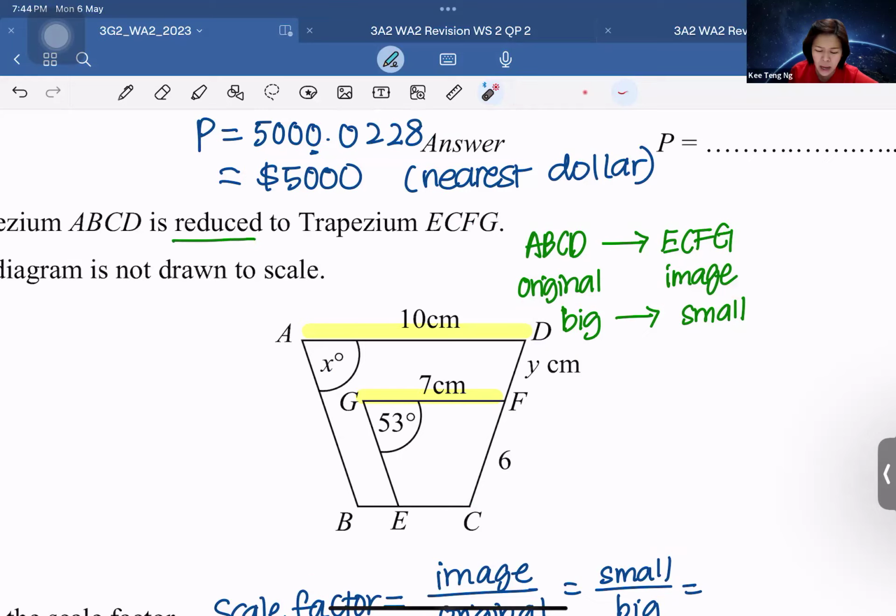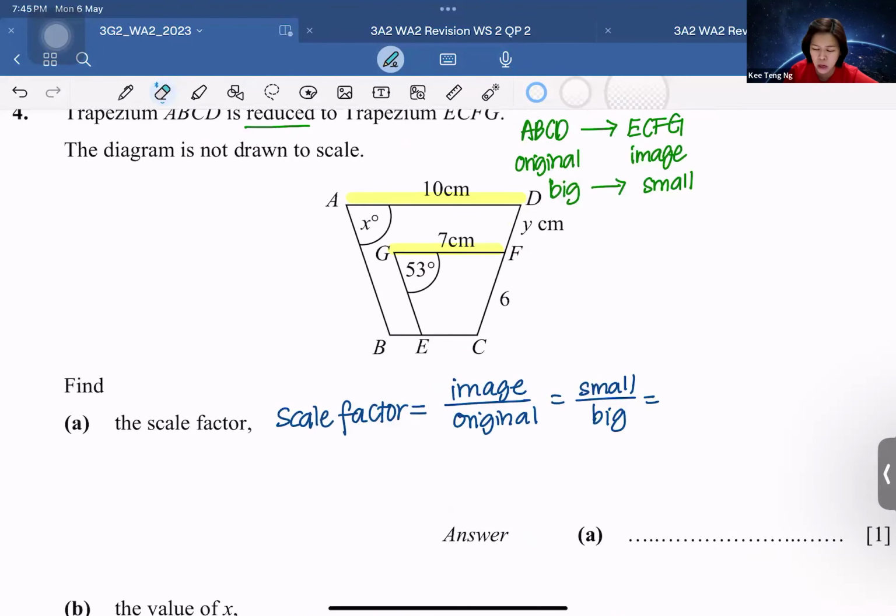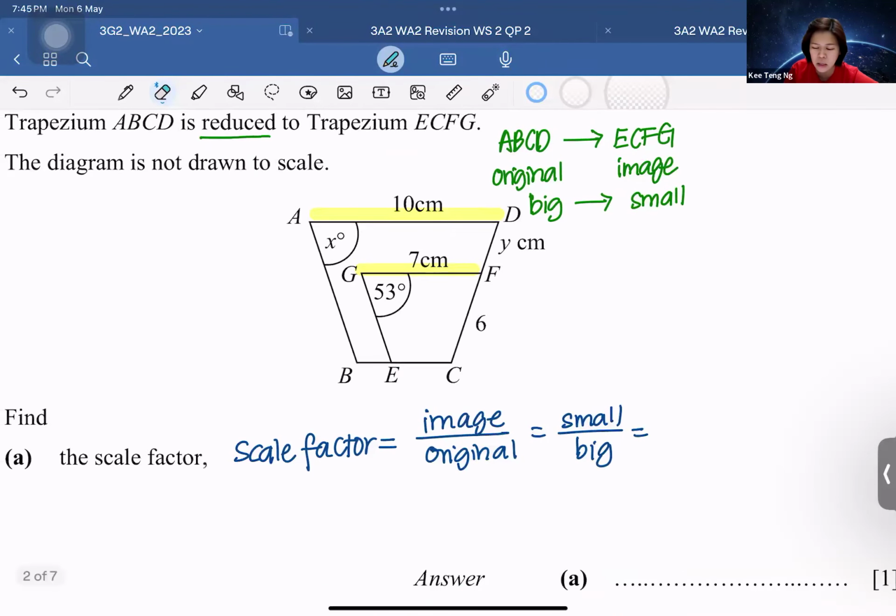If it's a reduction, reduced to, that means from something big it becomes something small. So the small one is my image. The original one is the bigger one. So in this case, if I want to calculate the scale factor, I'll take the image over the original, which is my smaller.